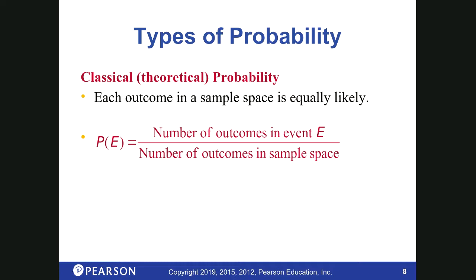And I want you to notice where they put P and then they have an E in parentheses. We're going to talk about what that notation means. And then they're giving you a formula. It says equals the number of outcomes in E. I'm going to write that a little bit different. And divided by the total number of outcomes in the sample space.